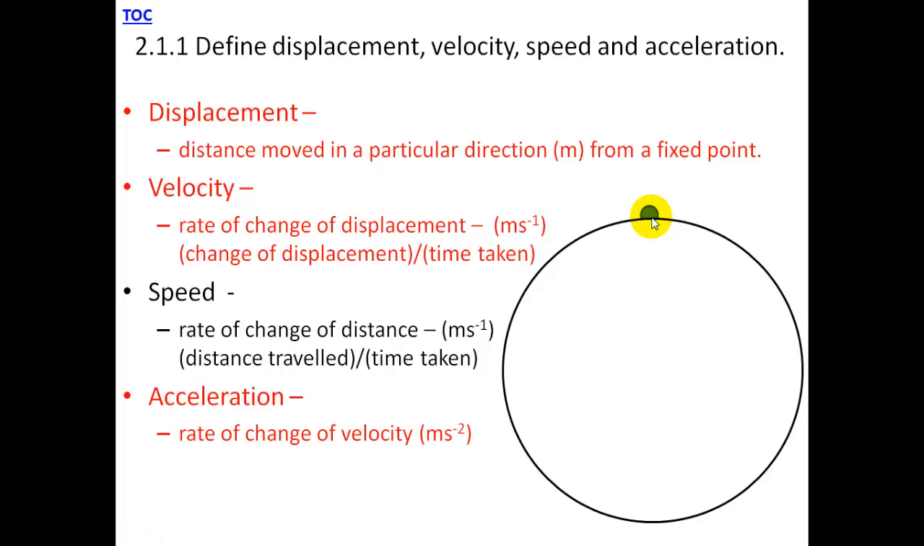Acceleration. This is the rate of change of velocity. In circular motion, we also have acceleration because the velocity, or rather the direction, is changing. Notice that we have displacement, velocity and acceleration in red. These are vectors. Speed is a scalar as well as a distance.